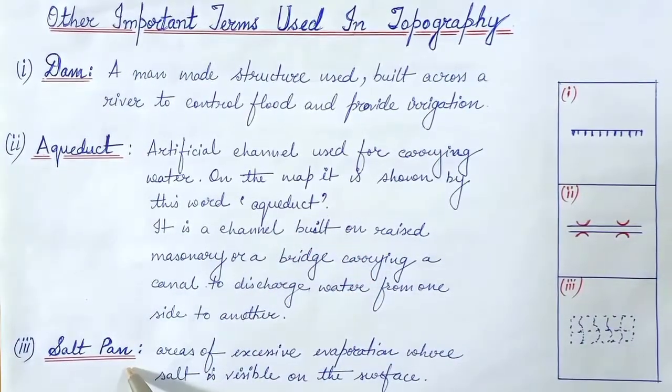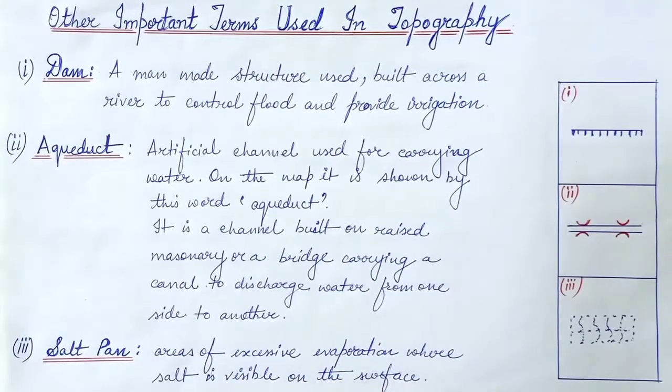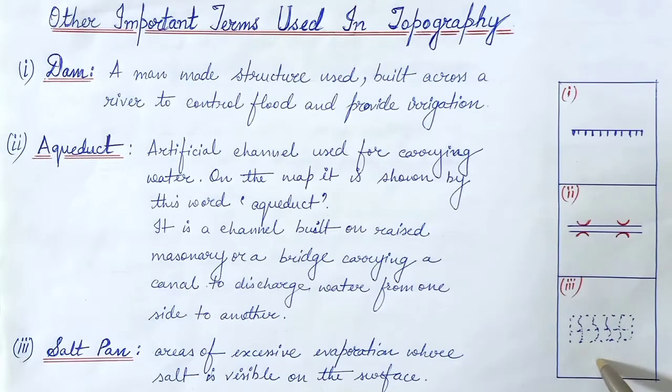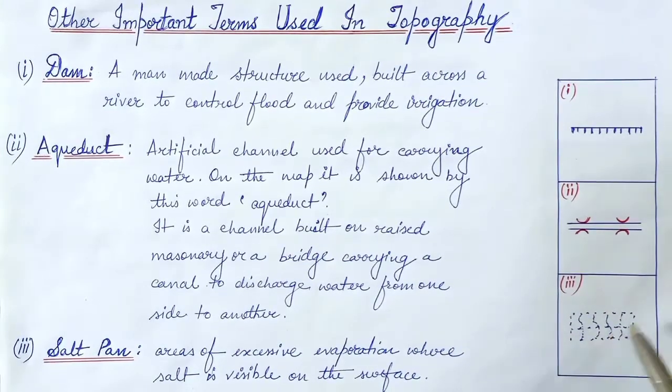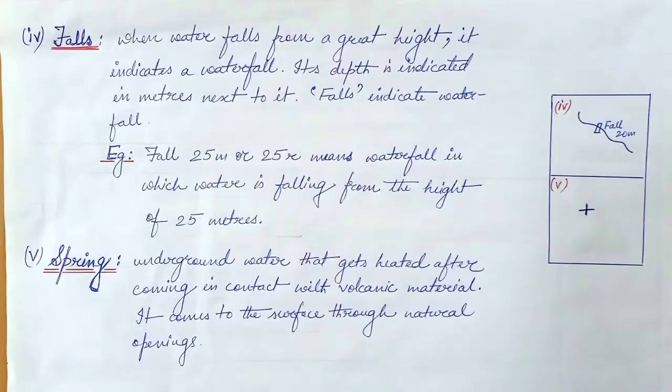Salt pan. So, areas of excessive evaporation where the salt is visible on the surface. Salt reaches the surface due to the excessive rate of evaporation, and it is shown in this way, or this is the symbol of a salt pan in a topographical sheet.